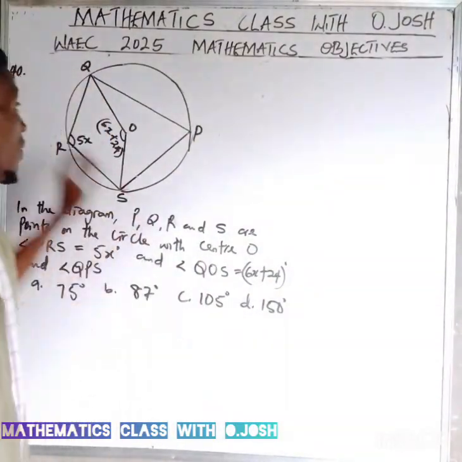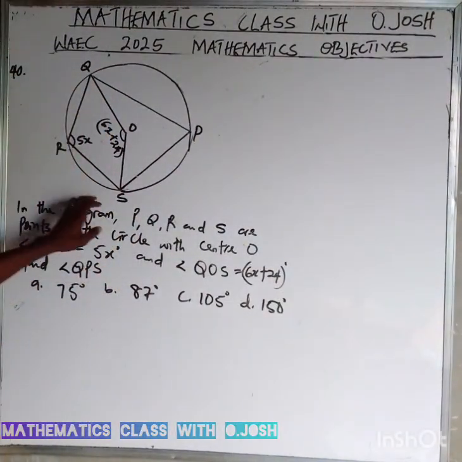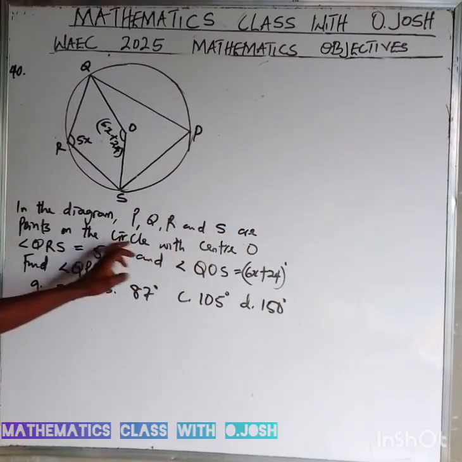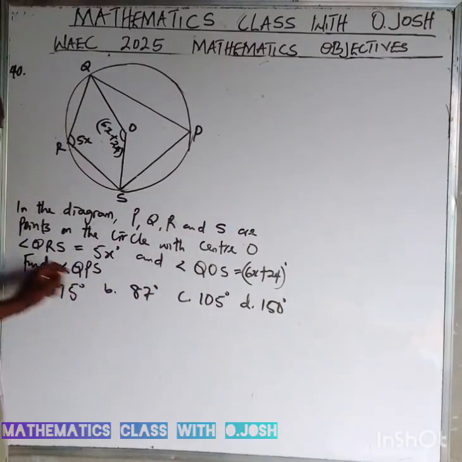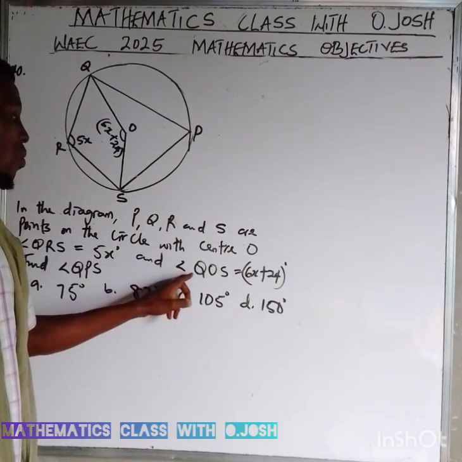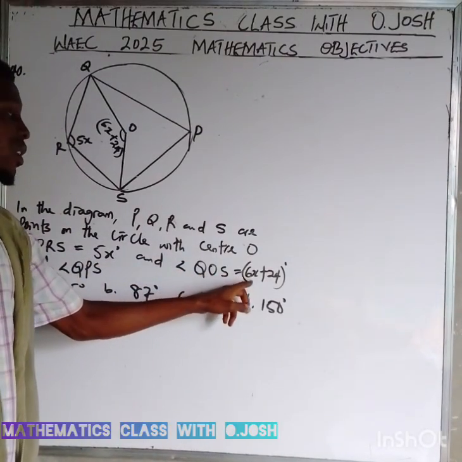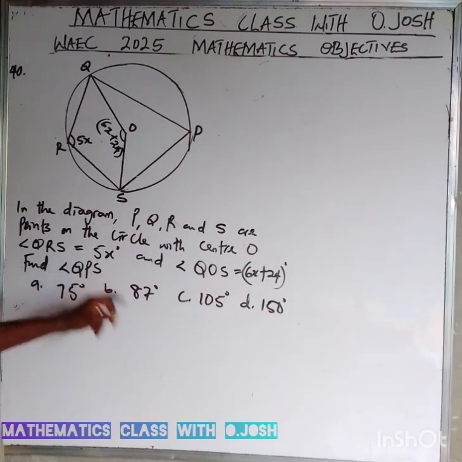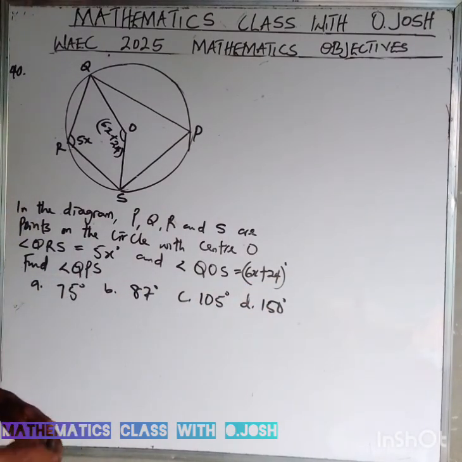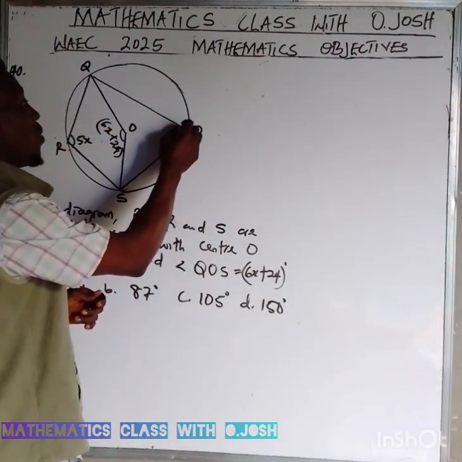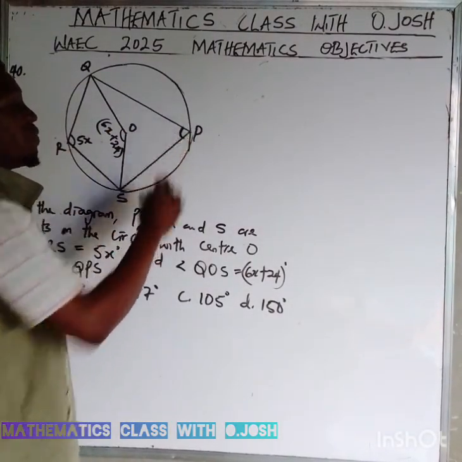Now let's attend to question number 40. In the diagram, P, Q, R, and S are points on the circle with center O. Angle QRS equals 5x. Angle QOS equals 6x plus 24 degrees. Find angle QPS. Now we are looking for angle QPS. So this is the angle we are looking for here. We have to look for this colored angle.